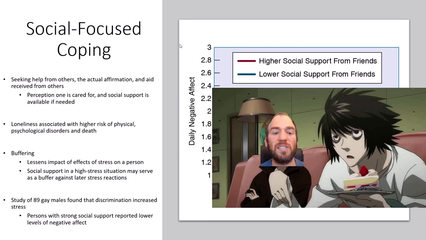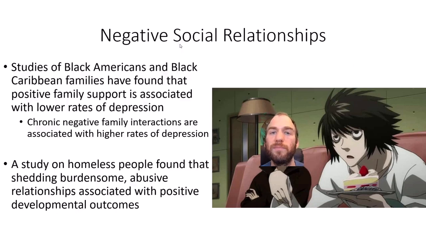So it suggests that social support decreases the likelihood of having that baseline of negativity every day, because it gives you an outlet, and it also gives you a sense that, yeah, I am being discriminated against, but I also have social support available, and people care about me. Skipping ahead, negative social relationships.